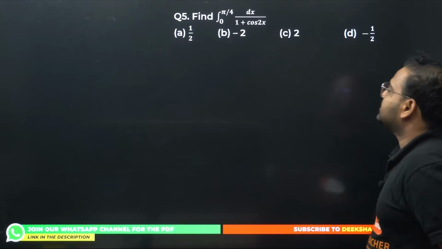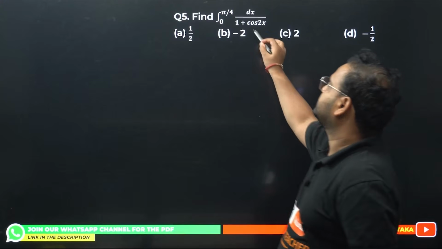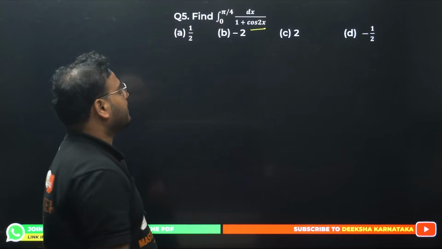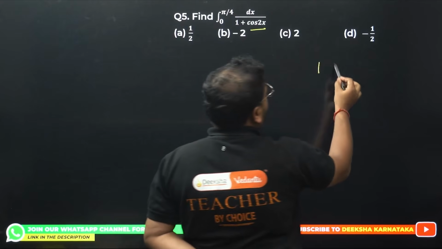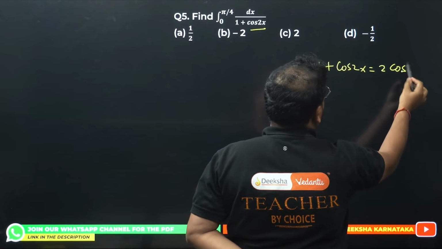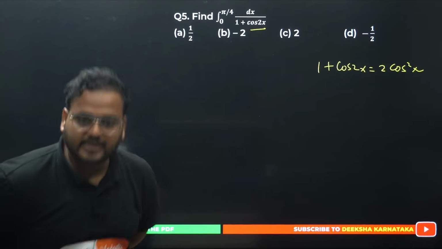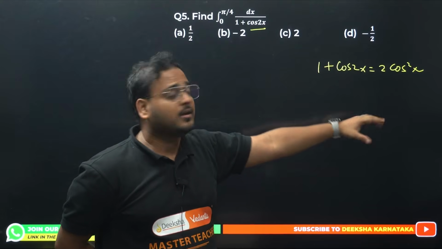Integral of dx upon 1 plus cos 2x. How do you solve this particular problem? Please check, I have a formula for this. 1 plus cos 2x, there is a formula. All of you remember? 1 plus cos 2x is 2 cos square x. If it was 1 minus cos 2x, it will become 2 sin square x. There's a difference, okay?